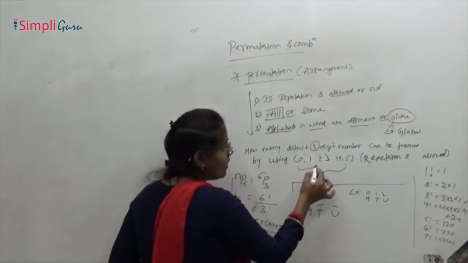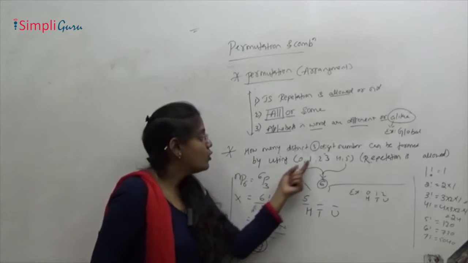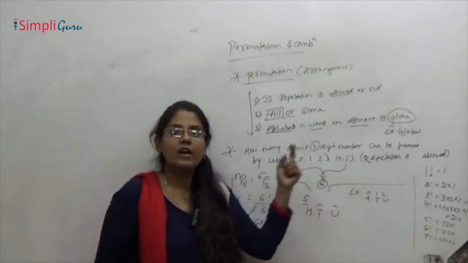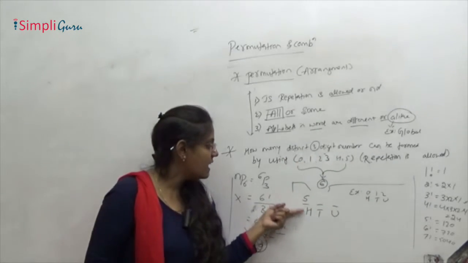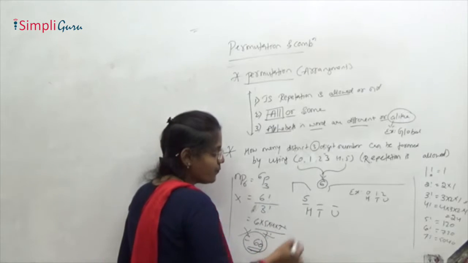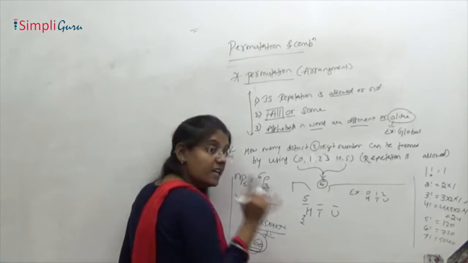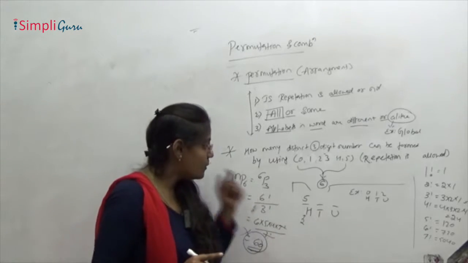Right. So what are the possibilities at the 100th place? 1, 2, 3, 4 or 5. Among these 5 numbers I can write anything at the 100th position. Correct. What about the 10th position now? Consider here I am writing a number 2 at the 100th position. What about the 10th position?